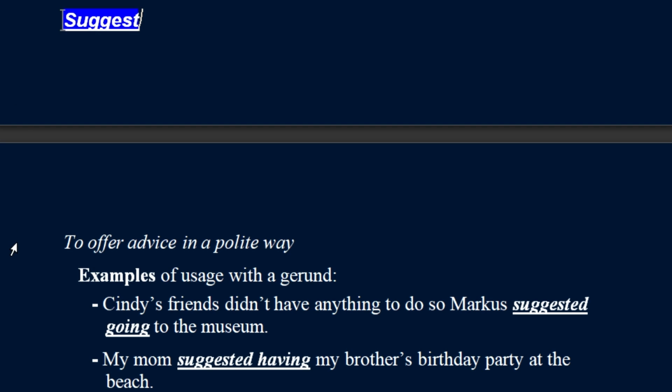Suggest, to offer advice in a polite way. Examples of usage with a gerund. Cindy's friends didn't have anything to do, so Marcus suggested going to the museum. Another example. My mom suggested having my brother's birthday party at the beach.